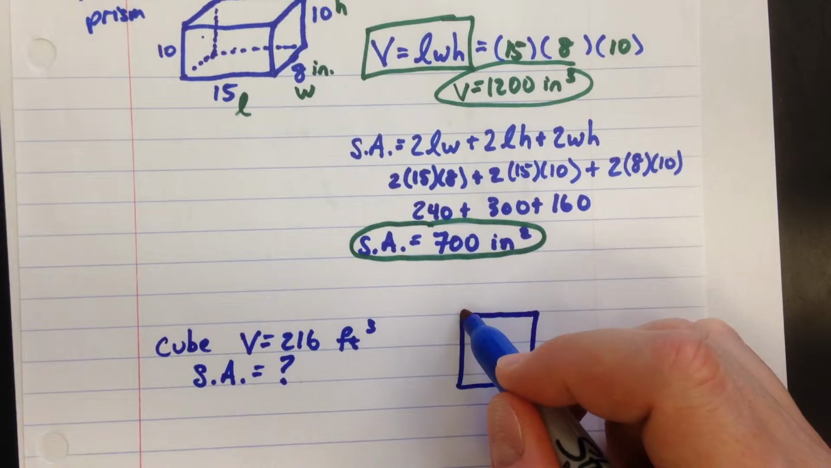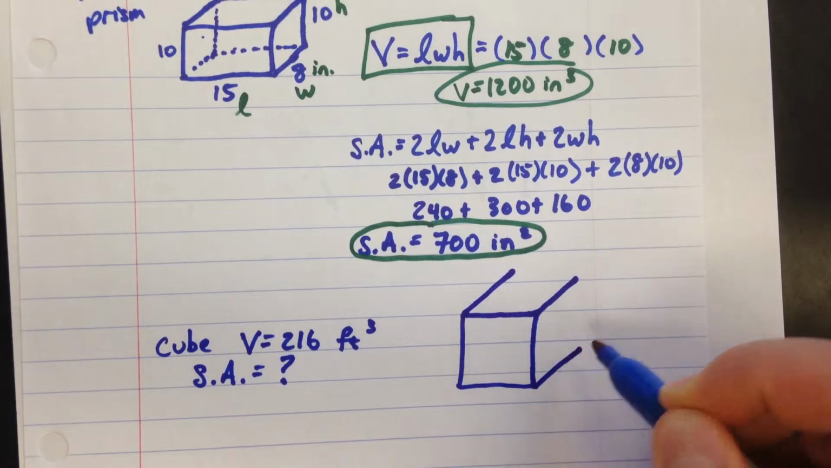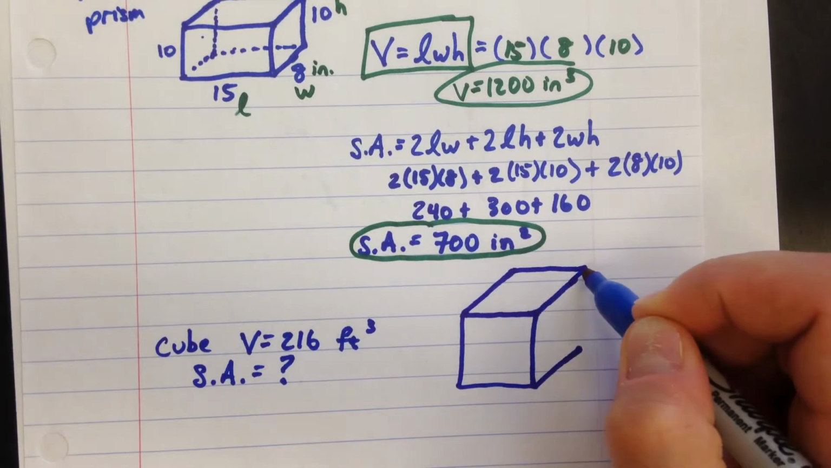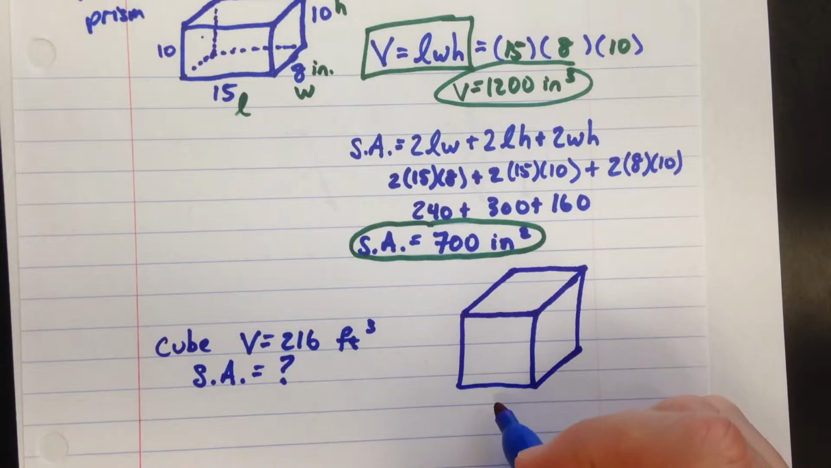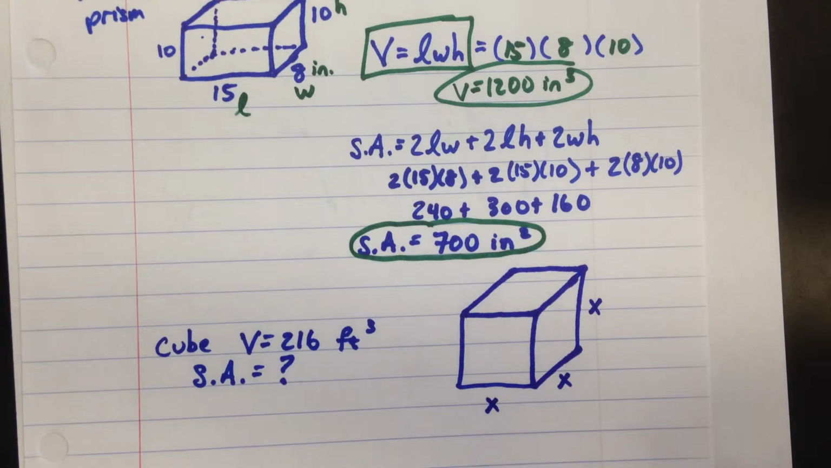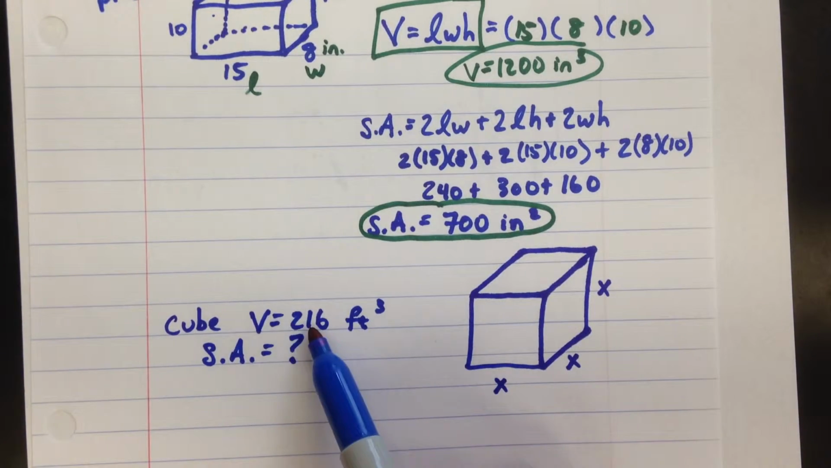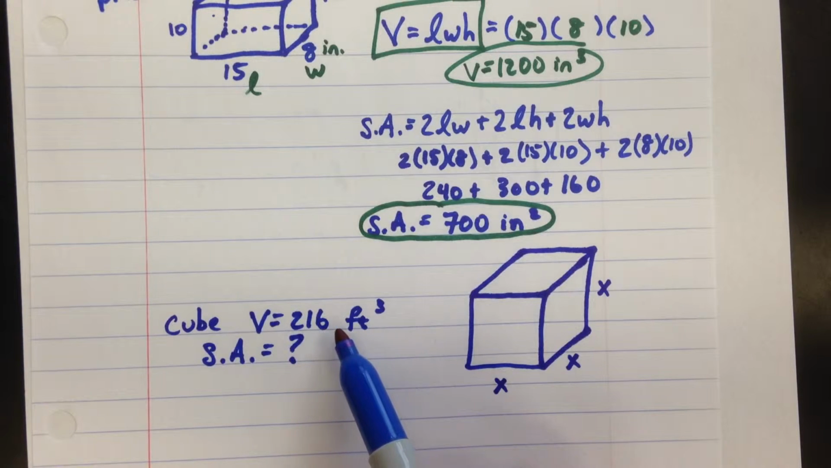A cube is a rectangular prism. The only difference is that all the sides are the same. All the edges are equal. So length, width, height, I'm actually going to call all of them x. If it's a cube, they're all equal to each other. So here's the thing. The volume, 216 cubic feet.